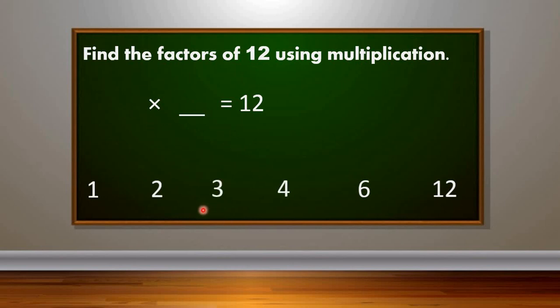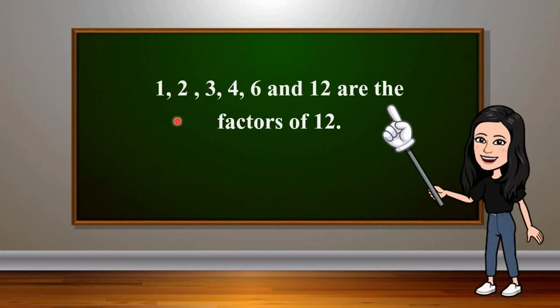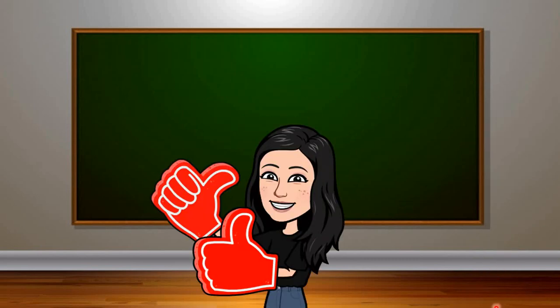Kids, you may observe here that number 3 and number 4 are the consecutive numbers, right? And there is no number in between, right? So we will stop. So you may say that 1, 2, 3, 4, 6 and 12, all these numbers are the factors of 12. I hope you have got the concept.